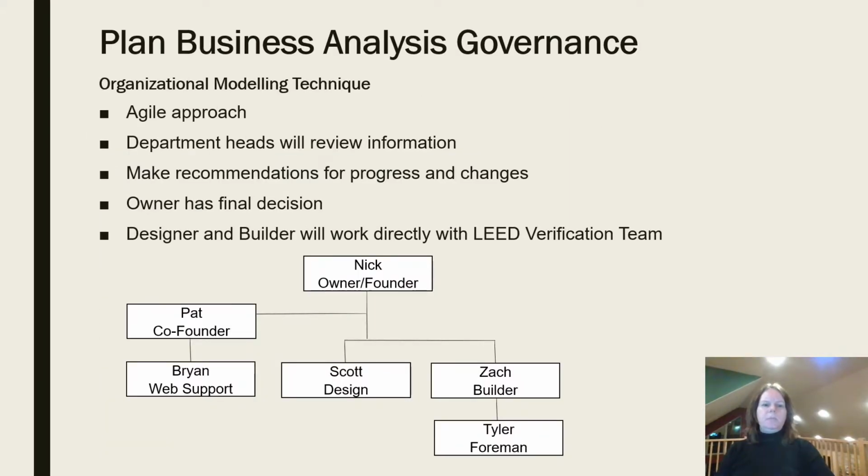The next step is to plan the business analysis governance. For this one, I use the organizational modeling technique. It demonstrates the roles and responsibilities of each stakeholder, ensures a clear understanding of the decision-making path, and who is accountable for decisions for each department.